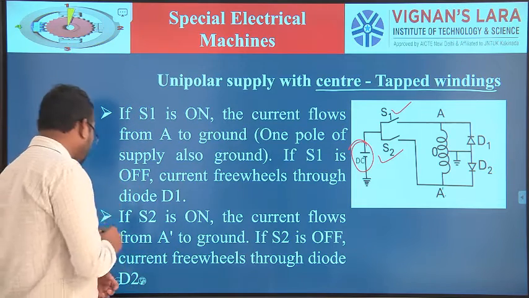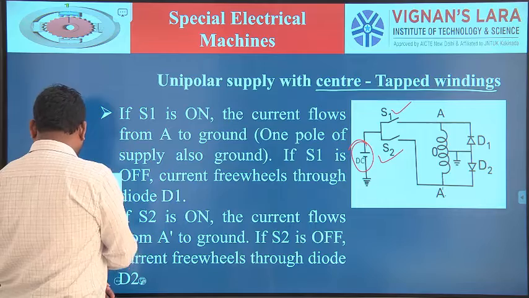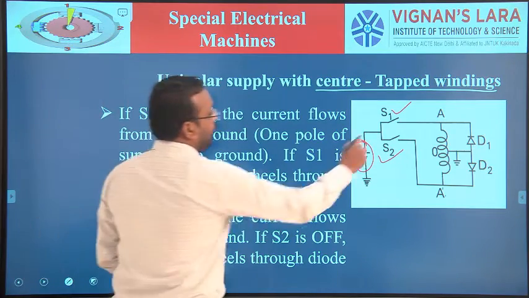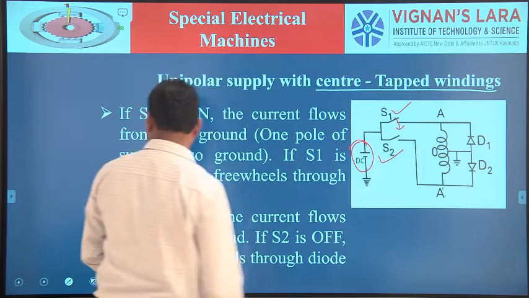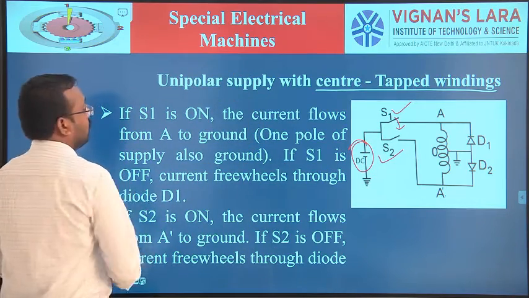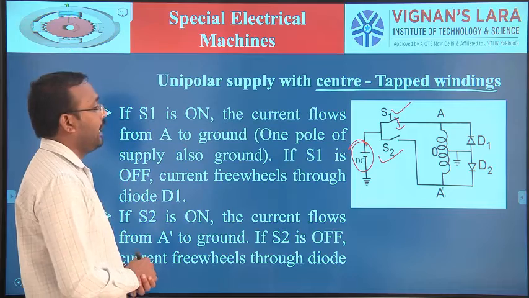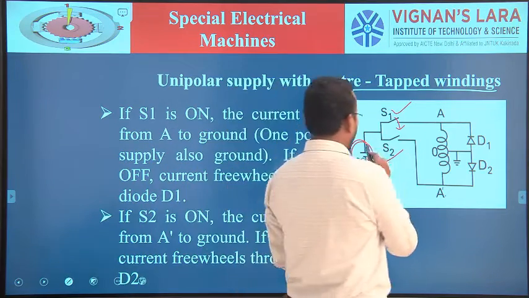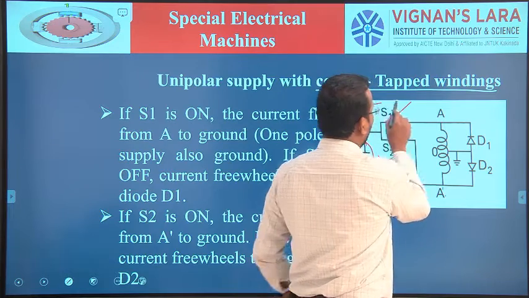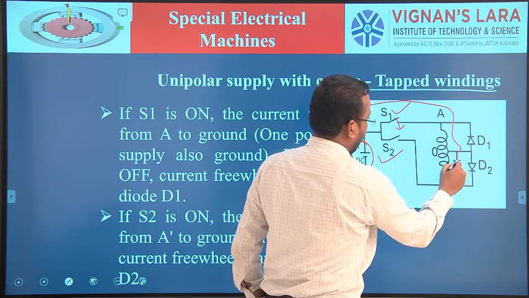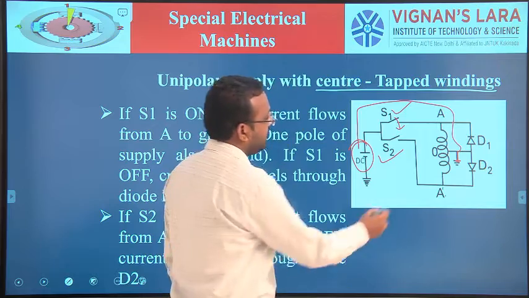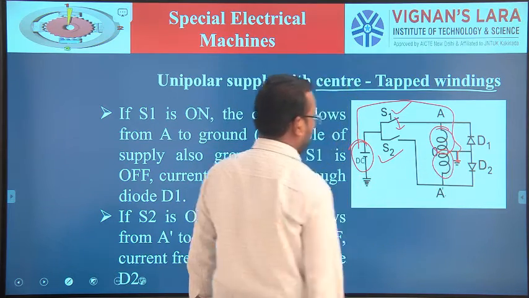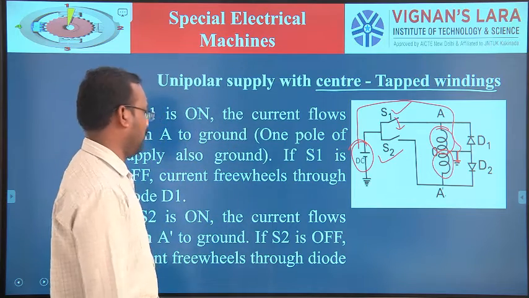Okay. So S1 is on. See here, S1 is going to close. The current flows from A to ground. So now S1 is closed, and current is flowing from the positive terminal to A to ground. This area only is utilized. So this winding is not utilized, though S1 is turned on.